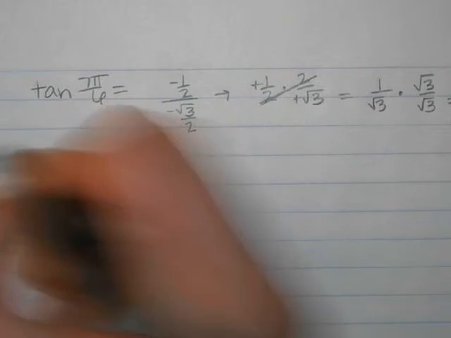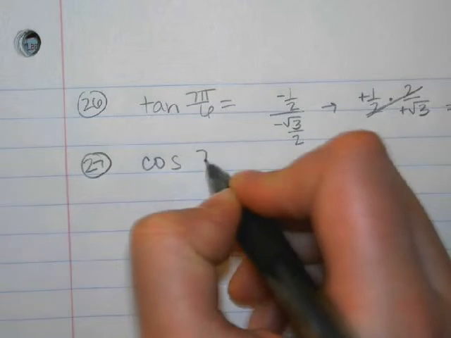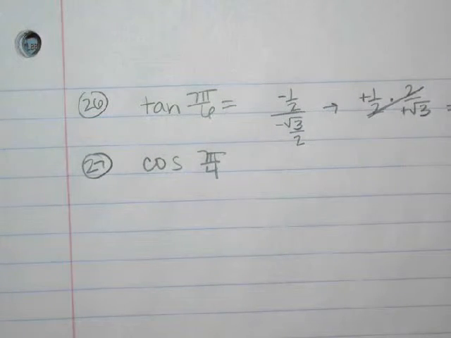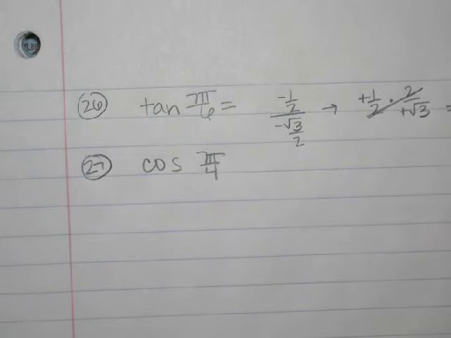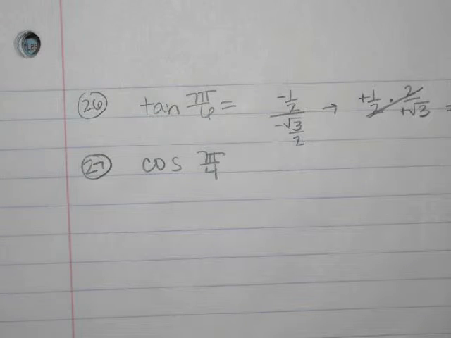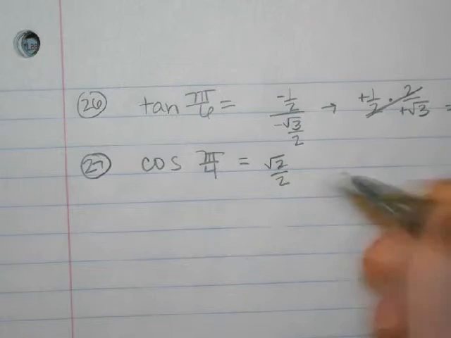All right, number 27. Cos of 7 pi fourths. So if we look at the x coordinate, what do we get? Root 2 over 2.